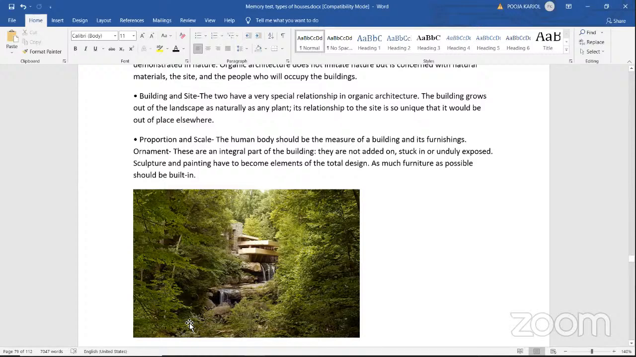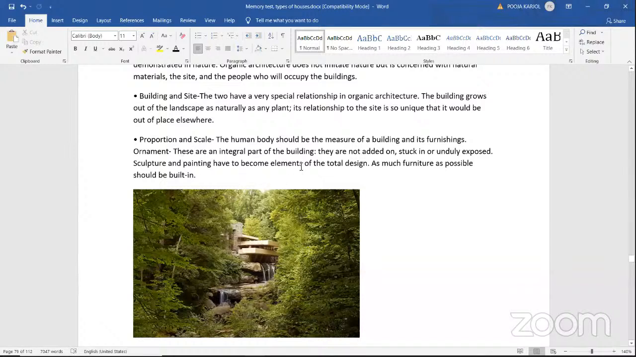The proportion of the building must be human related. It cannot be exaggerated like postmodern, contemporary, neo-modern buildings where the buildings are out of proportion. It cannot be like that in nature because then it will look odd. That is something we are trying to avoid.